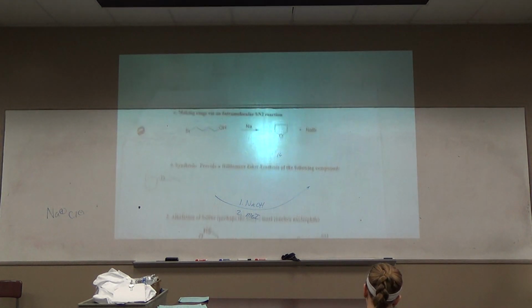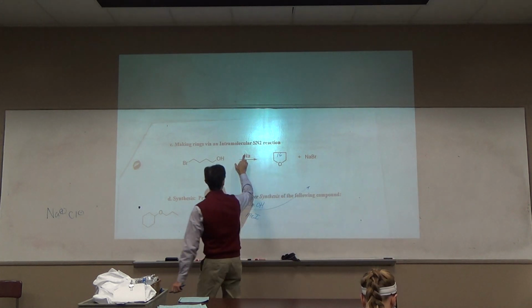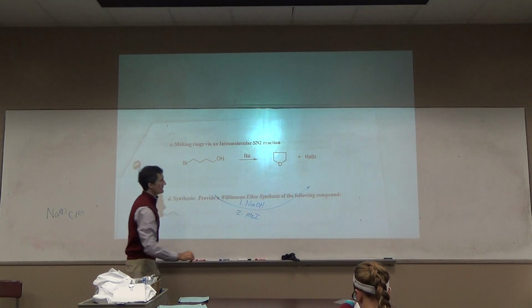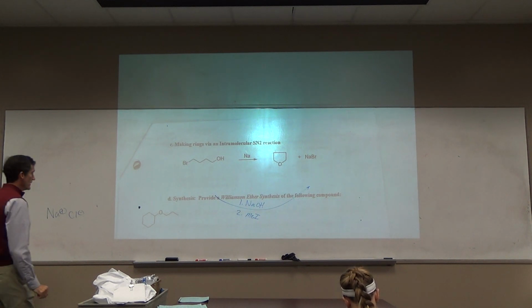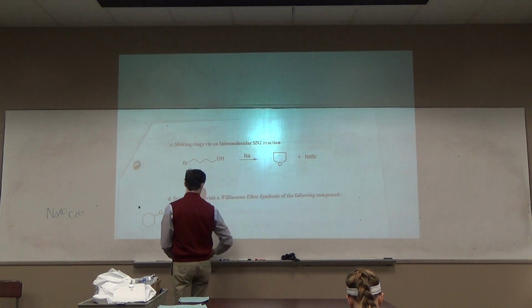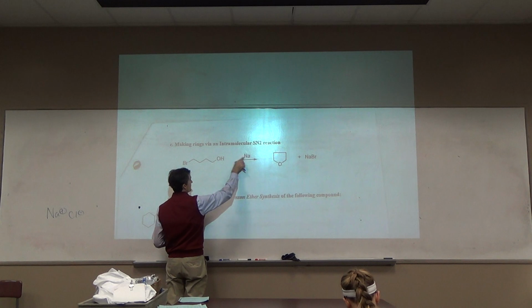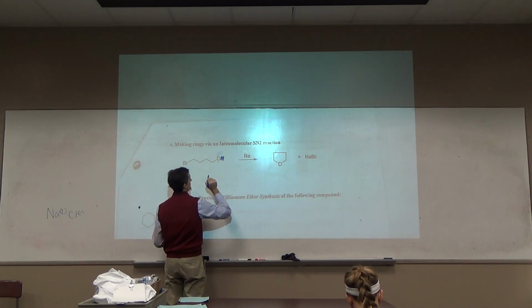Making rings. Look at this reaction. If you take this compound here and treat it with sodium, you get that ring compound with an oxygen in the ring. You see what's going on here? What's sodium going to do to this? What chemistry do we know? Sodium reacts with the alcohol to give what? To give the alkoxide.